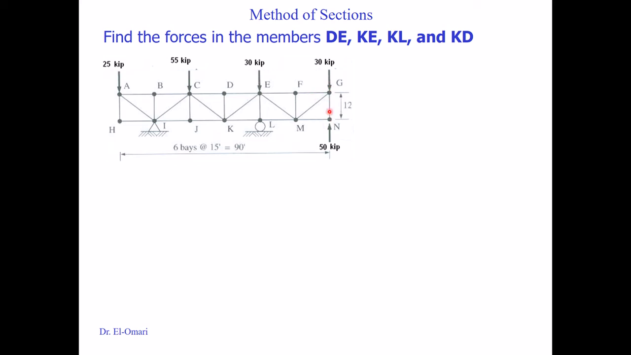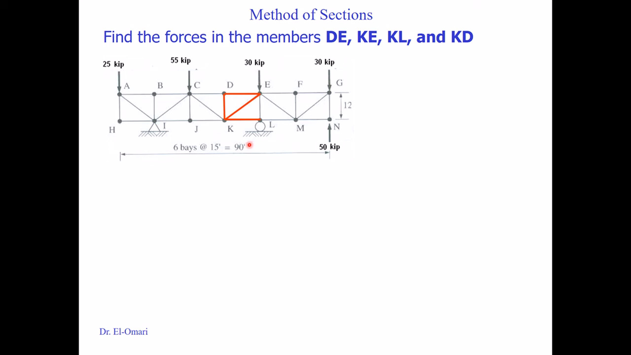So we can start here, apply the equation of equilibrium, find this, and then you move up here. You reduce the number of unknowns to two, and then you continue. But the method of sections allows you to find the unknown without the need to move from very far to get to it. So, for example, here the question asks you to find DE, KE, KL, and KD.